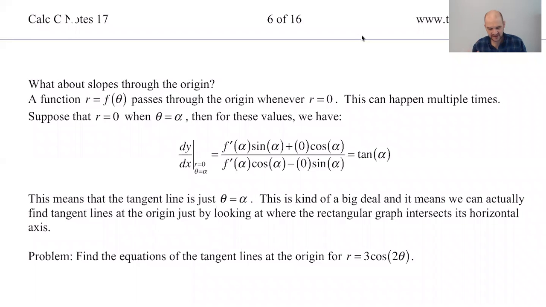All right, we're back. We're on page 7, note 17, Calc C. We're talking about polar calculus, the calculus of polar curves. On page 6, we learned that there are a lot of derivatives, a lot of rates of change. We have dr d theta, which tells you what's happening relative to the origin: you're getting closer, you're getting farther away. We have dx d theta and dy d theta.